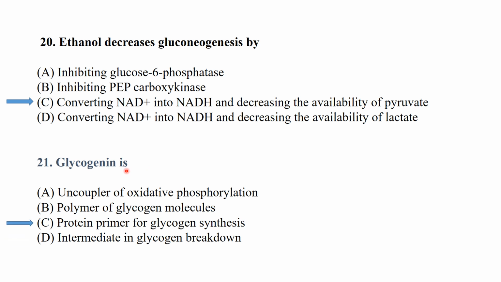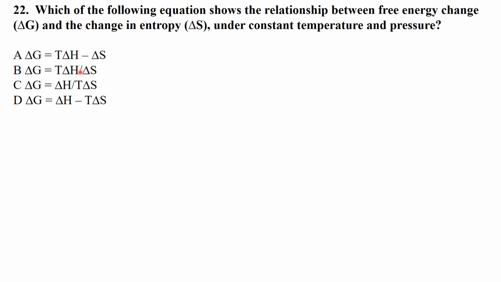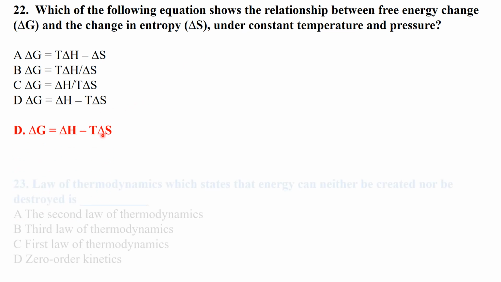Glycogenin is a protein primer for glycogen synthesis. Which of the following equations shows the relationship between the free energy change delta G and change in entropy delta S under constant temperature and pressure? So it is the equation delta G is equal to delta H minus T delta S.